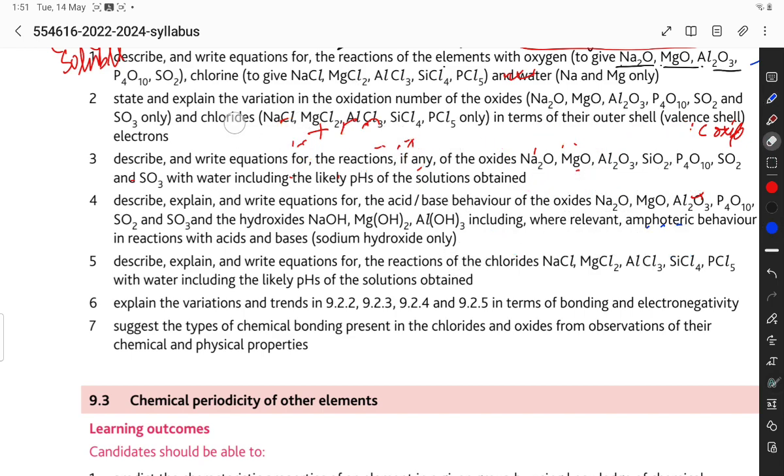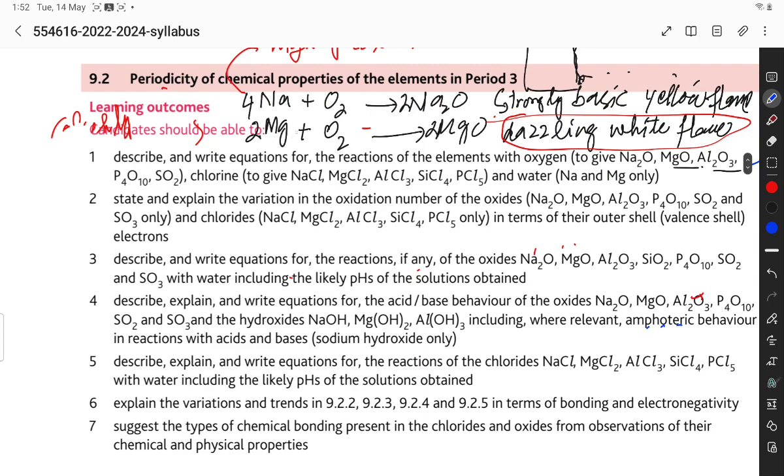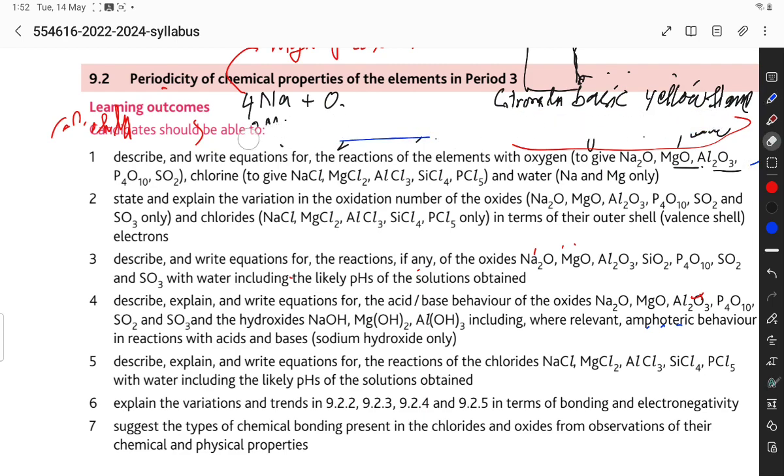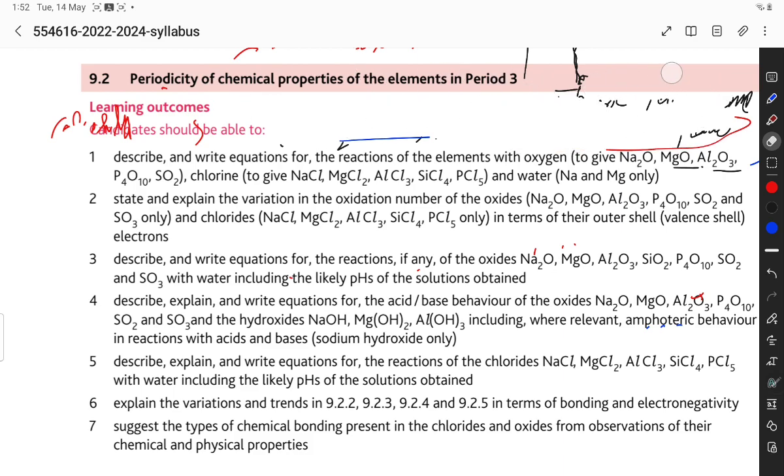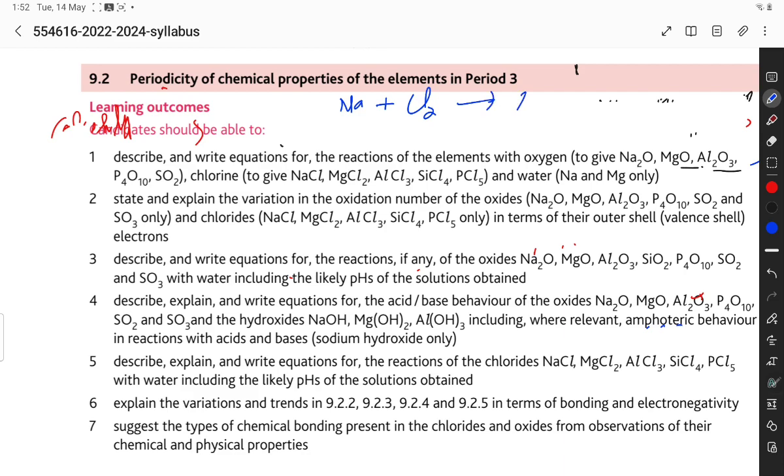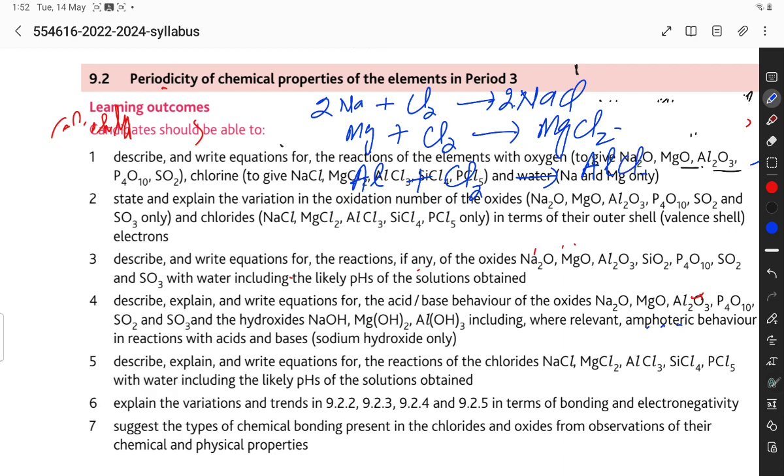Now the next reaction is the reaction of these elements with chlorine. Period 3 elements combine directly with chlorine, in the cold or on heating, to form their respective chlorides. Sodium plus Cl2 forms NaCl, magnesium plus Cl2 forms MgCl2, and aluminium plus Cl2 forms AlCl3.